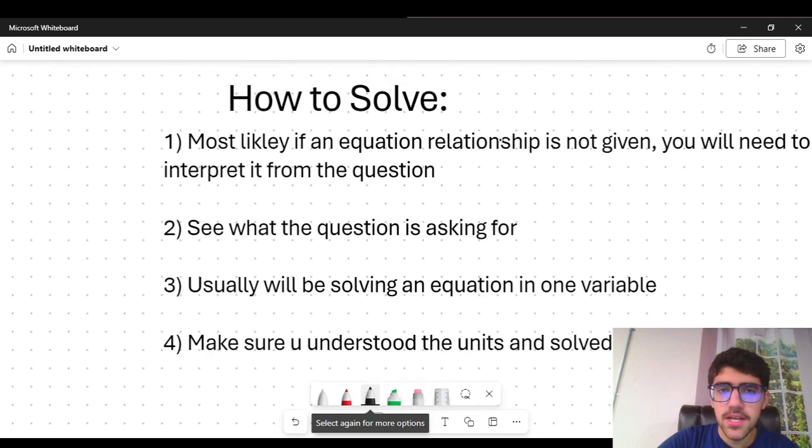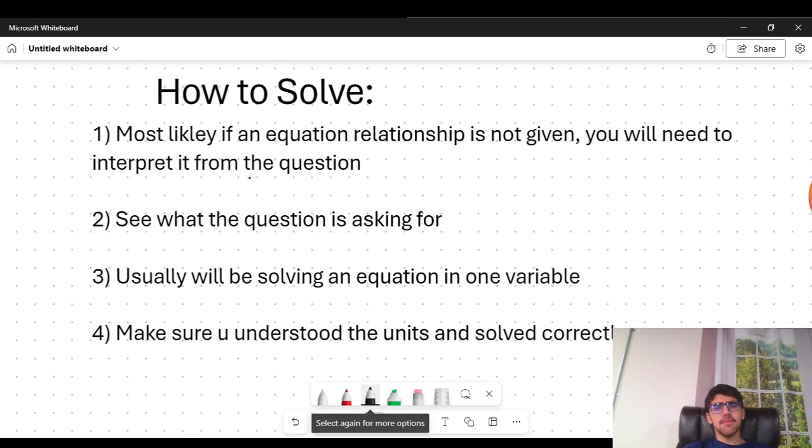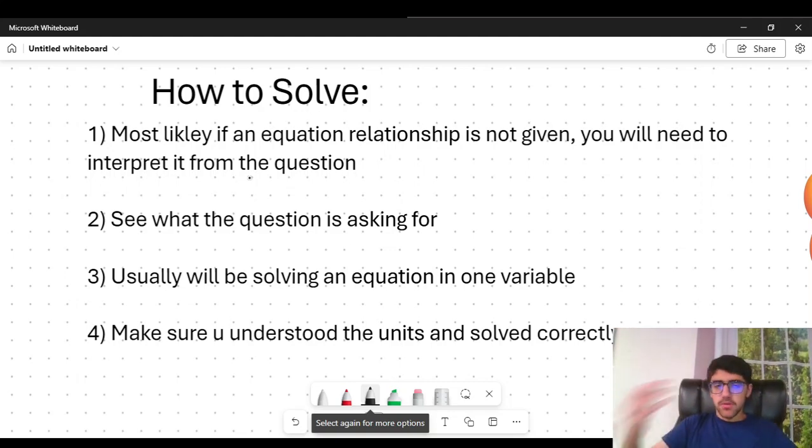But how do you solve these questions? As you guys saw, the questions do vary, so it's hard to give something concrete, but I tried my best. First thing, either they're going to give you an equation you have to solve, or you'll need to interpret the equation, or maybe more than one equation, from the question. You need to interpret the relationship and create equations, or they're just going to give you an equation without a scenario. So first thing, you need to interpret from the question, or it'll be given, what the question is asking for. What does it want you to find? Make sure you know which units it wants it in.